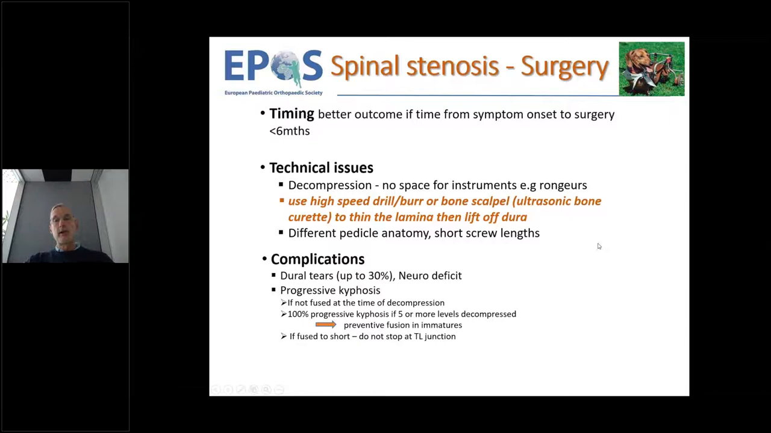And if you instrument, you have to consider the different pedicle anatomy, mainly the short screw length. So you have to prepare that you might use a screw of 2 or 2.5 or 3 centimeters, which is not normal adult size for a lumbar spine. Complications, dural tears, of course, because there is limited space in the spinal canal. And if you decompress 4 or 5 or more levels, you should preventively fuse and instrument the spine. Otherwise, you will face a progressive kyphosis for sure.